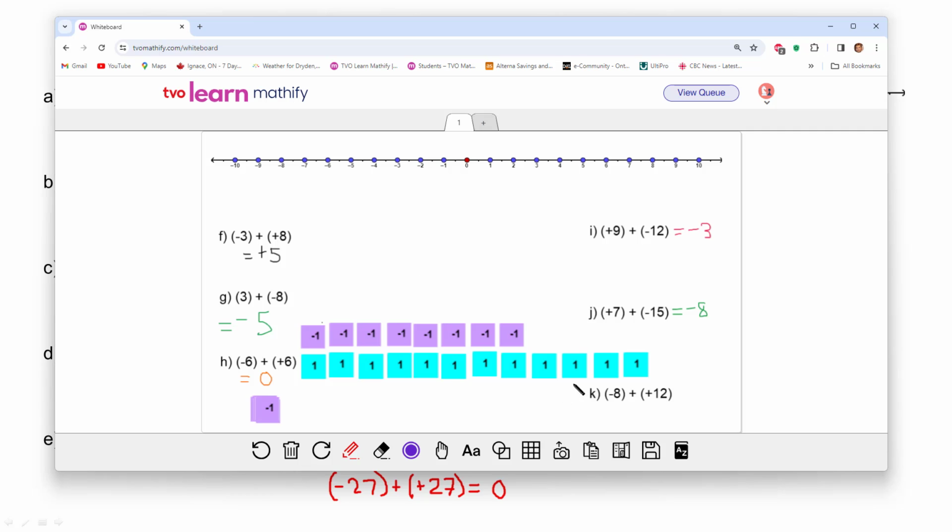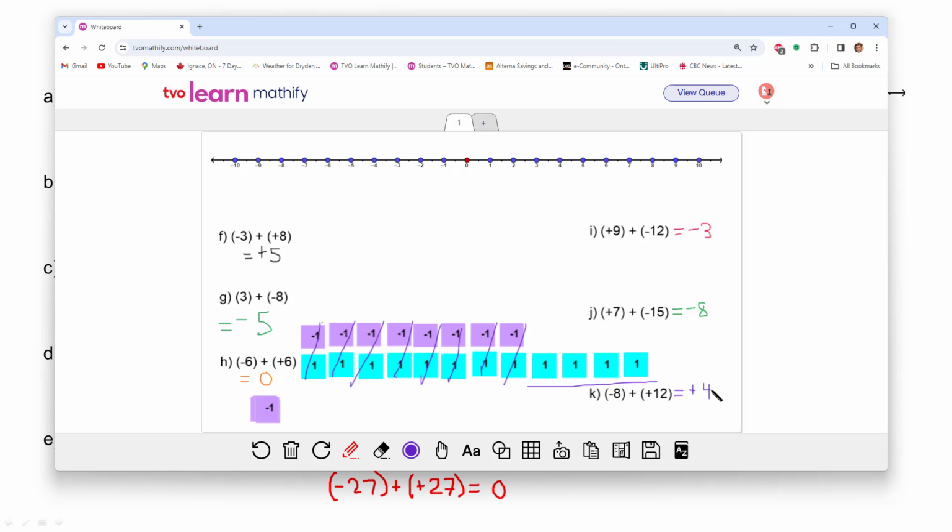Okay, last example with the integer tiles here. So I'm adding -8 and +12. So here's my 8 negatives, and here's my 12 positives. And again, we have a whole bunch that add to 0, all these pairs. 1 and -1, 1 and -1, etc. And what's left over is just 4 positives. So that's why that would equal +4.